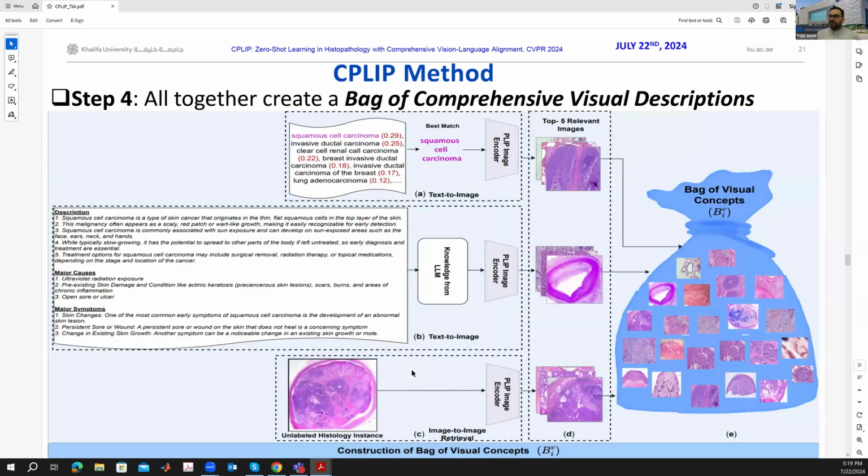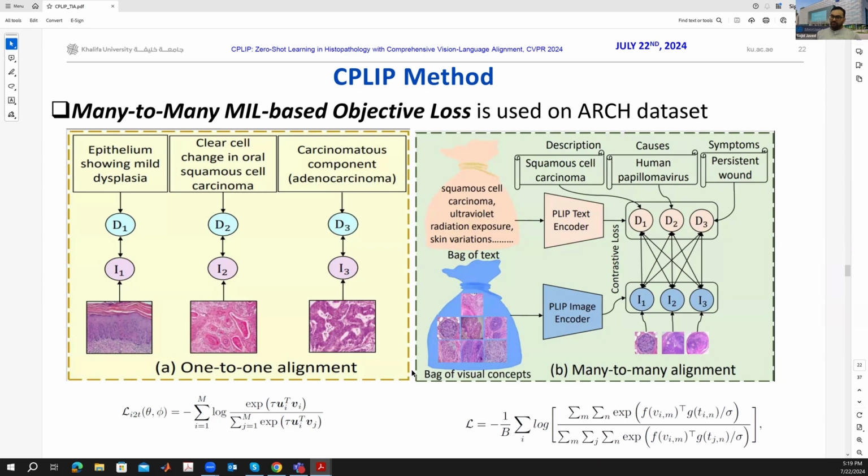Fine. All this together makes another bag, which is known as a bag of visual concepts. So here you can see that this bag contains 21 different histology images, which perfectly match your unlabeled histology instance. So you have one bag which contains a bag of text. You have another bag which contains a bag of visual concepts.